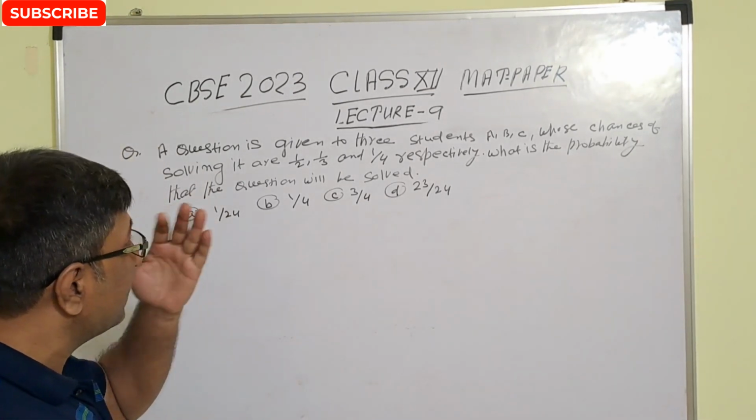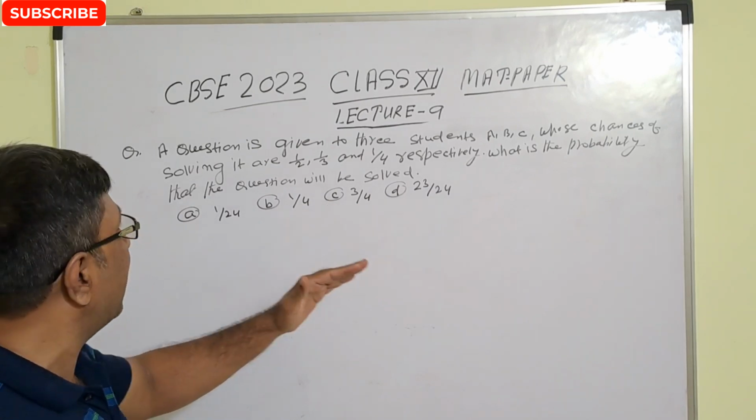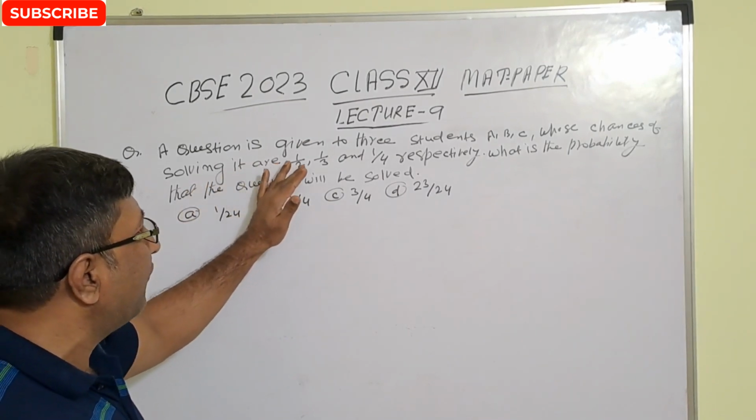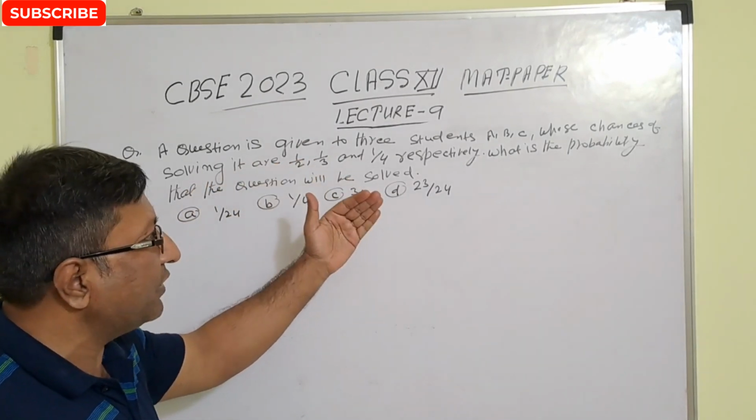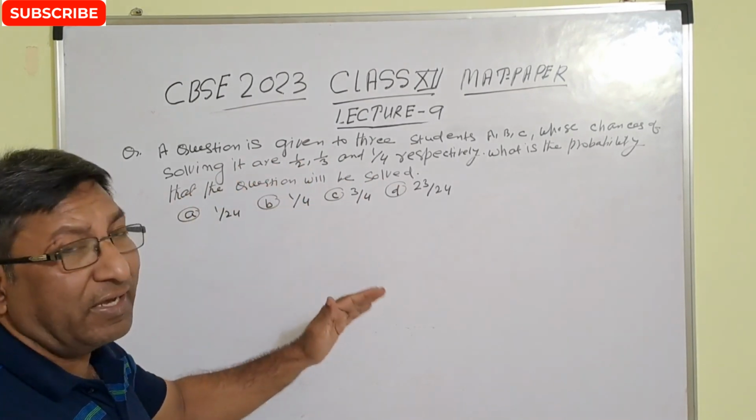Let us see the question. A question is given to 3 students A, B, C, whose chances of solving it are 1/2, 1/3 and 1/4 respectively. What is the probability that the question will be solved?